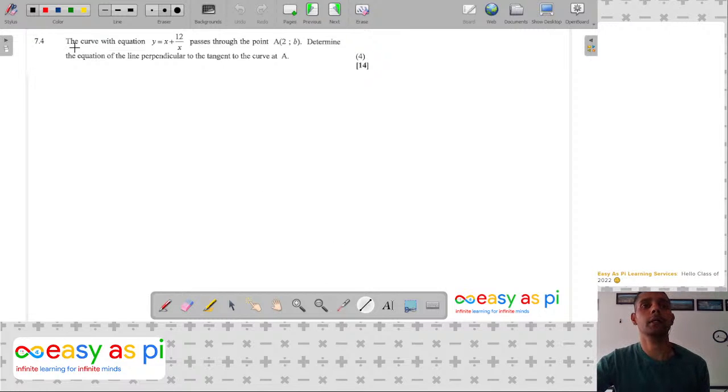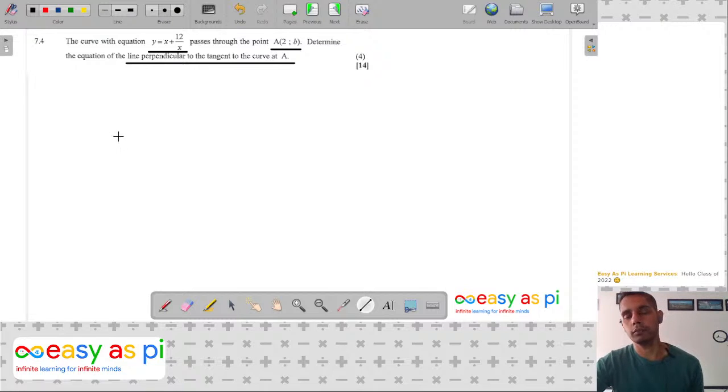They say the curve with the equation y is equal to x plus 12 over x passes through the point A, B. And then they say determine the equation of the line perpendicular to the tangent to the curve at A. Now this is for 4 marks. If you look at this equation, it looks like nothing we've really seen before, because this 12 over x looks like a hyperbola and this x looks like a straight line, and we don't know what we get if we combine a straight line and a hyperbola, right?